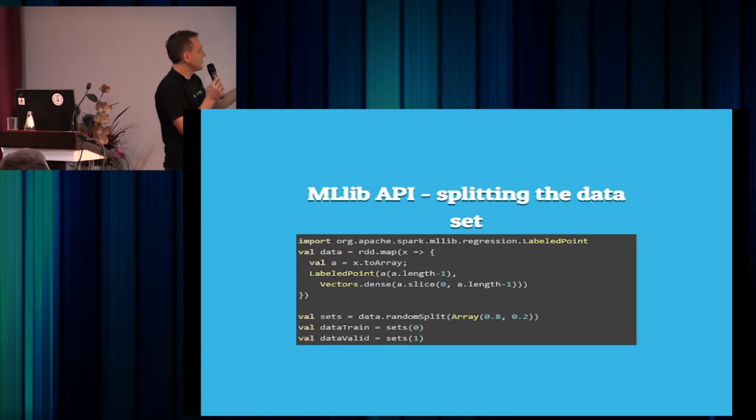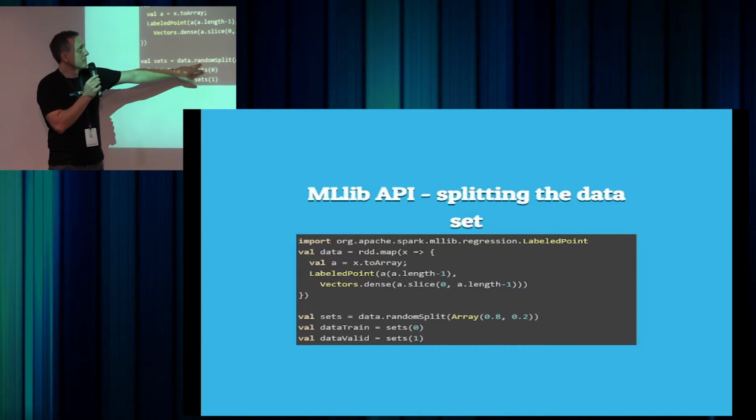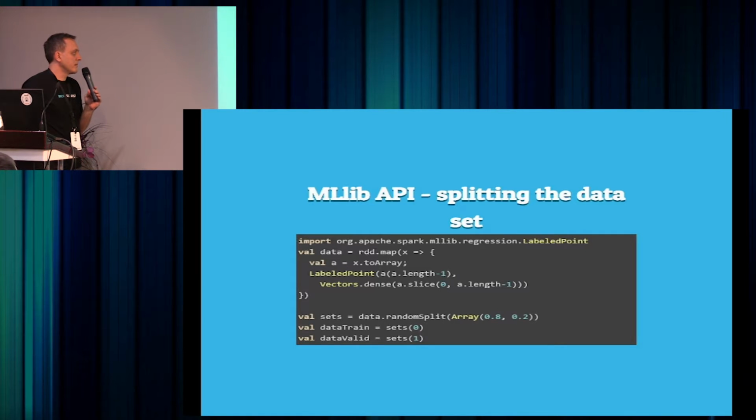Most of the machine learning algorithms in MLlib work with RDDs containing labeled point elements. Labeled points have the label itself as the first element, and the input features are contained inside vectors. There are dense and sparse vectors, but never mind those. So you first have to have an RDD of labeled points, and then splitting the data is very simple. You normally need training data and testing or validation data, and sometimes a ratio of 80% to 20% is used. So it's very simple to split the data randomly into training and validation sets.